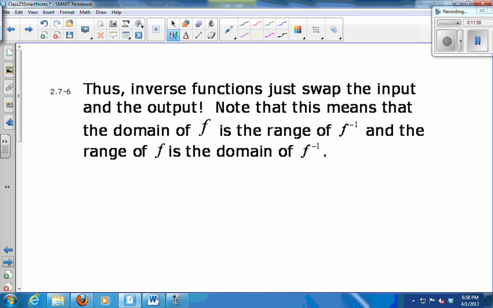Inverse functions just swap the input and the output. That's what an inverse function does. So that means that the domain of f is the range of f inverse, because domain is the set of all inputs for a function. So if you take all the inputs of f in a set, that's what you're going to get as outputs for f inverse. And vice versa. The range of f is the domain of f inverse. All the outputs of f are what you put in as inputs into f inverse.